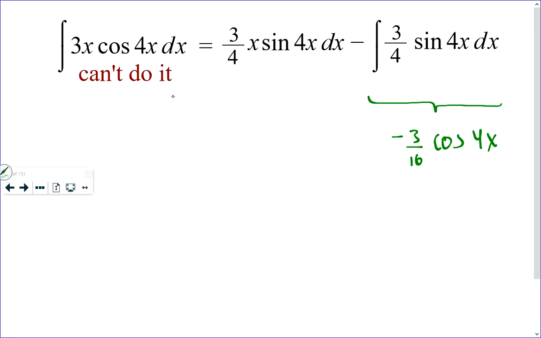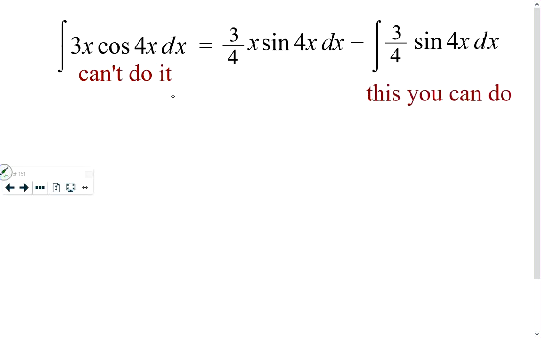Because if you differentiate that, you get negative 3/16 sine of 4x times the negative, because the derivative of cosine is negative sine, and then you have to multiply by 4. If you don't see how to get that, then how you would determine this is you would use substitution here. You'd use what we learned yesterday. But the point is, this you can do. Okay? Is there a question? No? Okay.